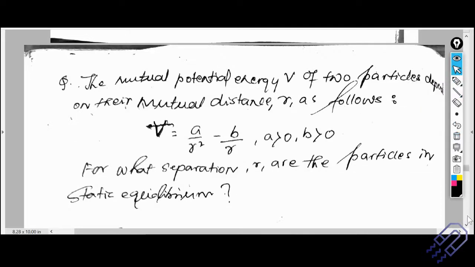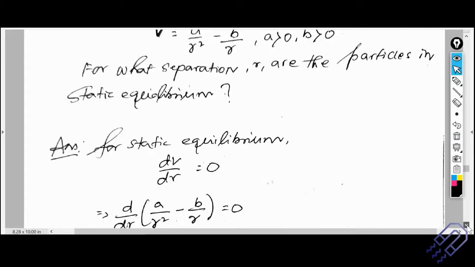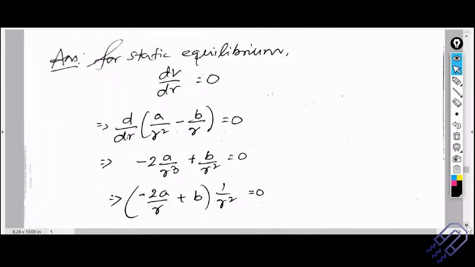Let's check this answer. So the logic that we usually use is this. For static equilibrium, the change of potential energy with respect to distance will be zero. So the potential energy does not change with distance, okay? So the potential energy will more or less remain the same. That is very important. So this solution is also not very complicated.